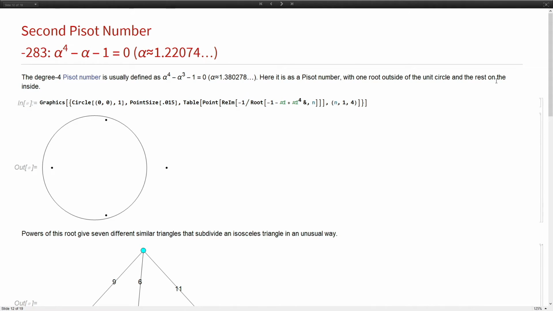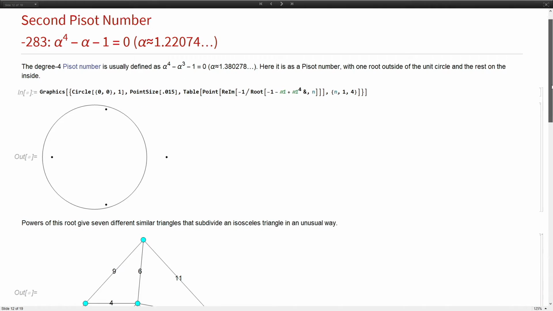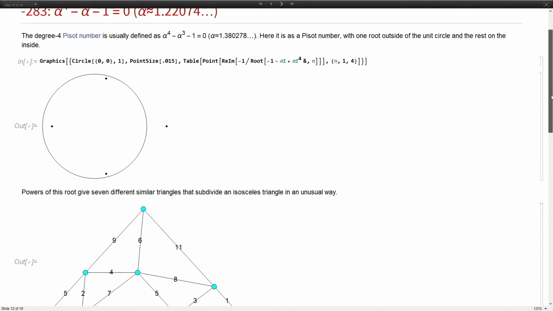The second Pisot number, well, what is a Pisot number? These are the roots of this polynomial here. You've got 1 point outside of the unit circle and 3 points on the inside of the unit circle. And that's the definition of a Pisot number, when there's only one root on the outside of the unit circle. And this is the second largest one. There's one that's lower, the plastic constant is lower. That's the only one that's lower than this one.